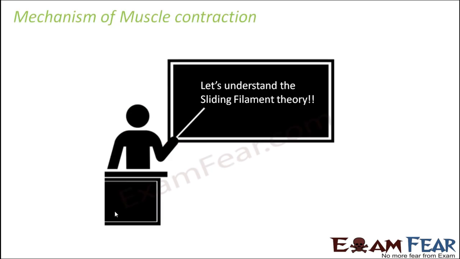So now we know the structure of the skeletal muscles, we know the structure of the contractile proteins. So we are all set to understand the mechanism of muscle contraction. Now the mechanism of muscle contraction, how exactly the contraction of the sarcomere takes place, is explained using a theory called the sliding filament theory. So now we will understand the sliding filament theory.